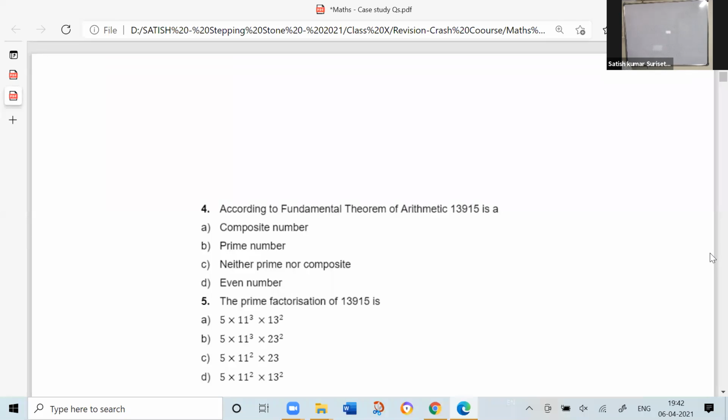If you observe the fourth question, you can understand. According to the fundamental theorem of arithmetic, 13915 is a... Now, have you got this number before? Sir, it was the value of X. That means you can conclude from that directly. So what can you conclude now? When 13915 is the value of X, and X was obtained by the product of two numbers, that means the answer must be a composite number. Option A. Composite. Good.